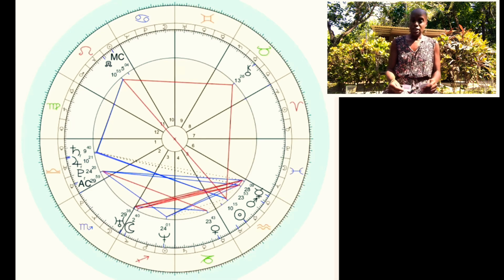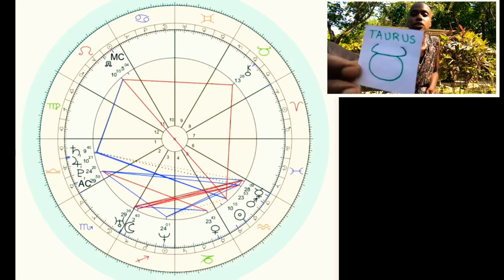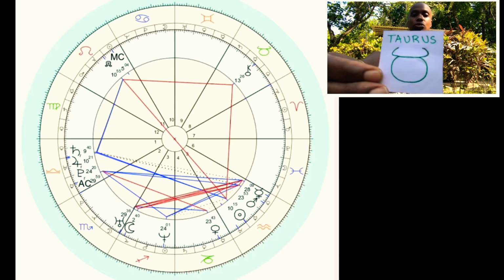Okay. The next one is Taurus. Find this symbol. A green circle with horns on the top. Find this on your natal chart. It should be right next to the one we just found. And label it Taurus. It is an earth sign element.